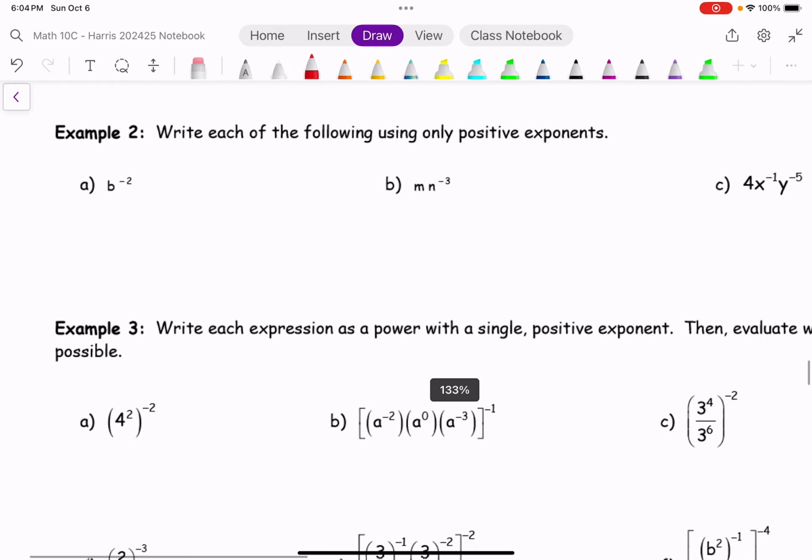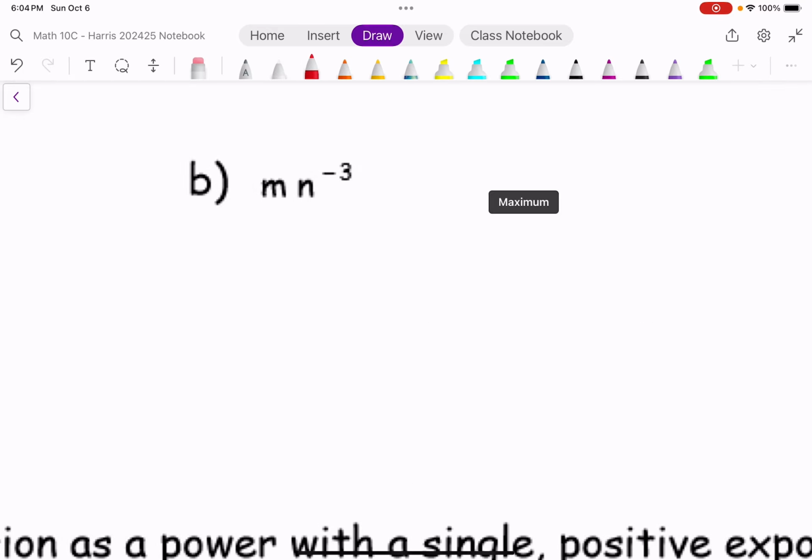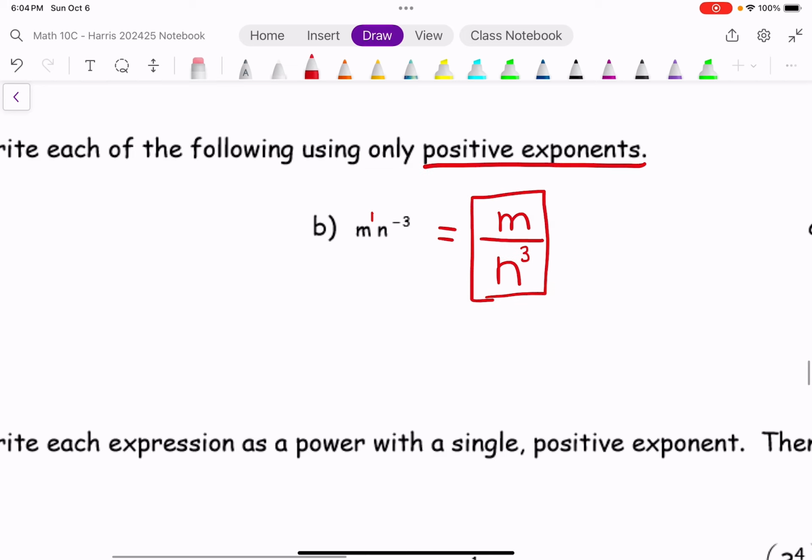But I want us to skip to example 2 right now, just because I have a couple people who weren't here, so I want to make sure I'm going over these again. Here I technically have a phantom 1 on my m. That's my positive exponent. I have n to the power of negative 3. It says write each of the following using only positive exponents. So my m is going to stay up top, and that negative 3, I'm not going to write it up top with this m anymore. I'm going to move it down to the denominator, and I'm going to make it a positive 3. And I'm going to leave it like that.